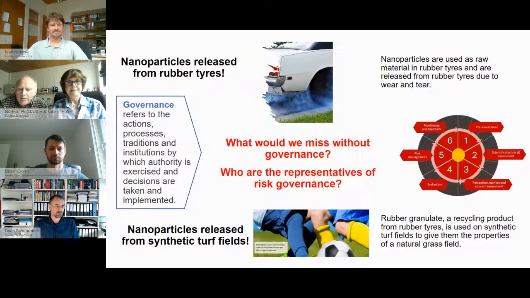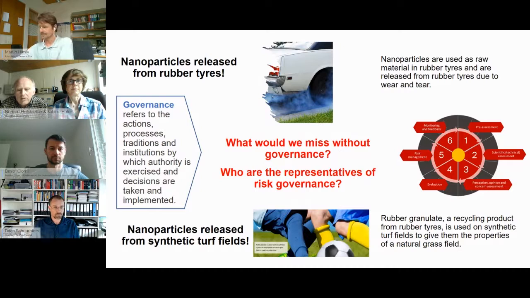Time for some live reflection on risk governance. For this purpose, we have prepared two questions around two potential nanoparticle risk cases. What would we miss without governance on these cases? What are the representatives of governance in these cases?